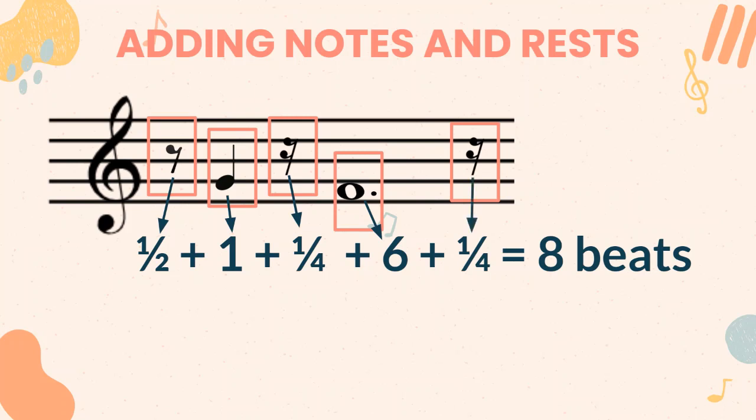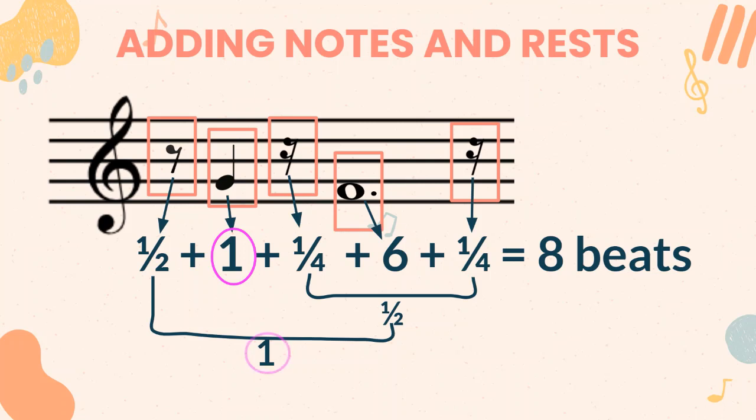rest is 1/4. Again, for easier computation, let's add first the numbers that are alike. 1/4 plus 1/4 is equal to 1/2. 1/2 plus 1/2 is equal to 1. Now that we have a whole number, we may add it to the other whole numbers already. So 1 plus 1 plus 6 is equal to 8, meaning there are 8 beats in the musical staff.